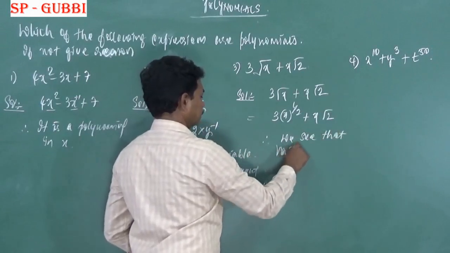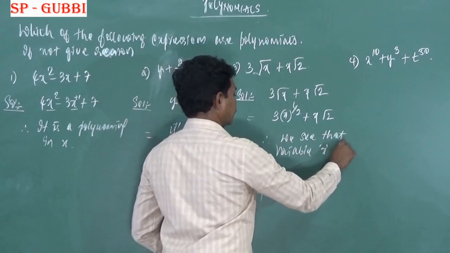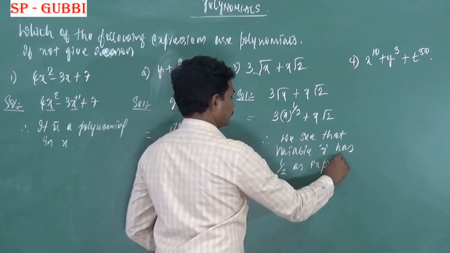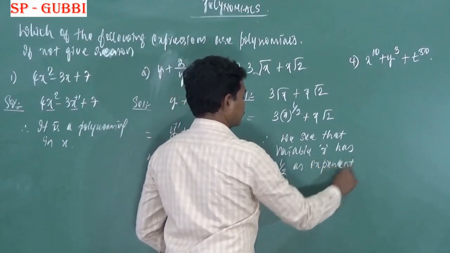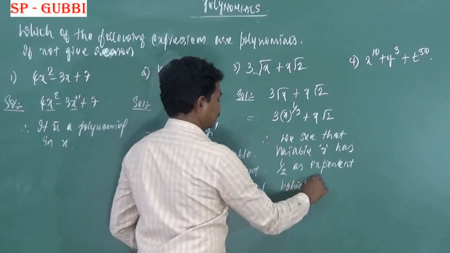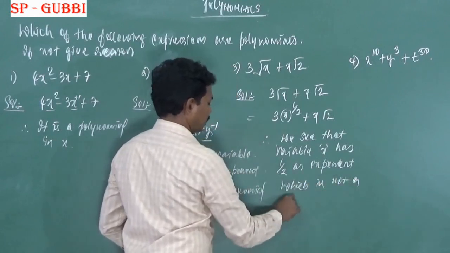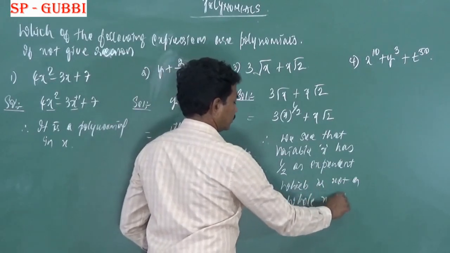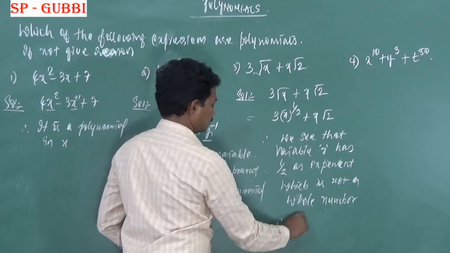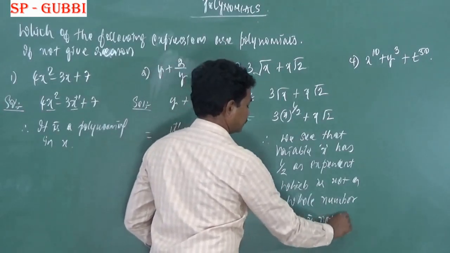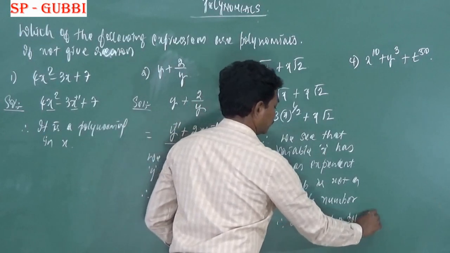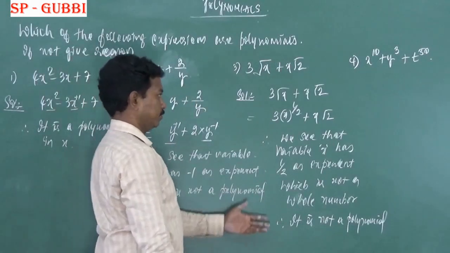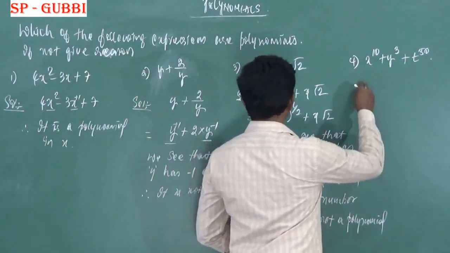So we see that variable x has 1 by 2 as exponent, which is not a whole number. So therefore it is not a polynomial. So this is how we have to answer this. Or else in the starting itself we can write it is not a polynomial, then write the reason. So let us go with this one.